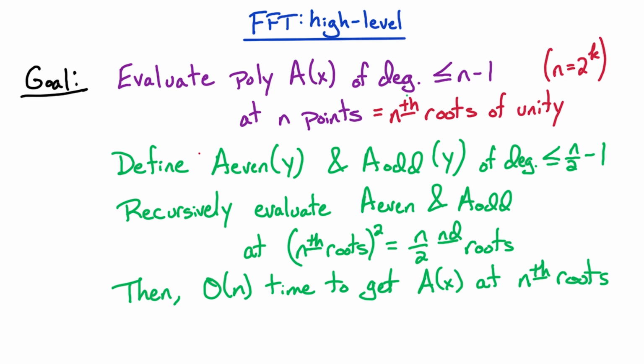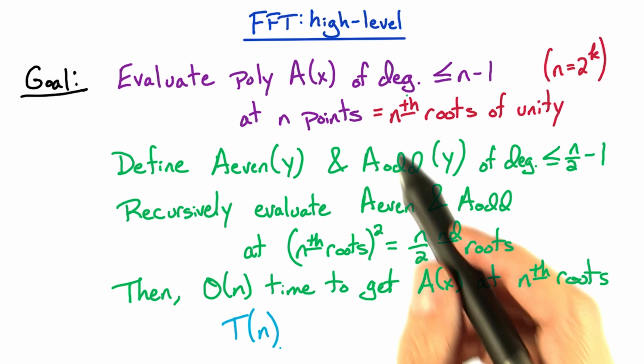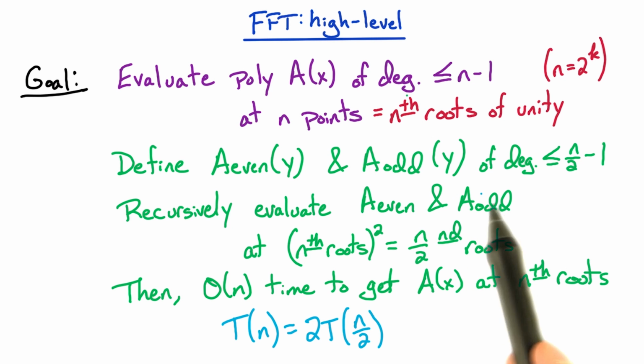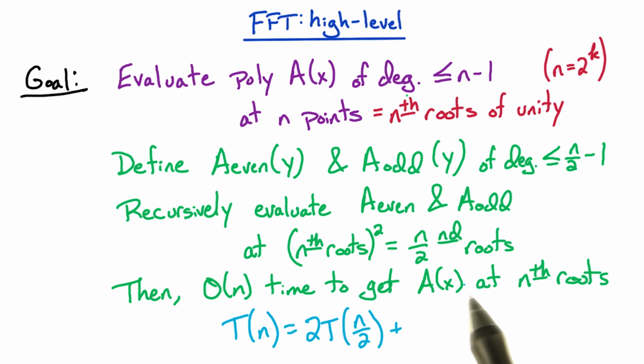Finally, what will be the running time of this algorithm? Well, for the original problem of size n, we defined two subproblems of size n over 2. We recursively solve those to get the polynomials a even and a odd at the n over 2nd roots, and then it takes us order n time to merge the answers to get a of x at the nth roots. This is the common recurrence that you've seen many times, probably for merge sort and stuff like that, and this solves to order n log n.